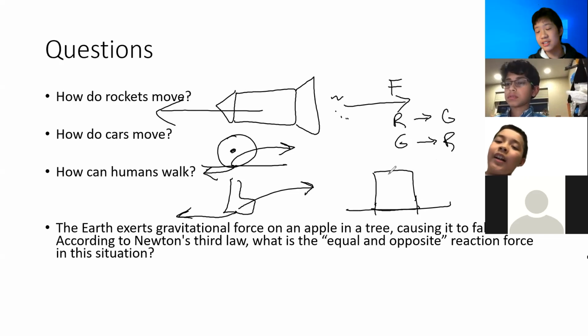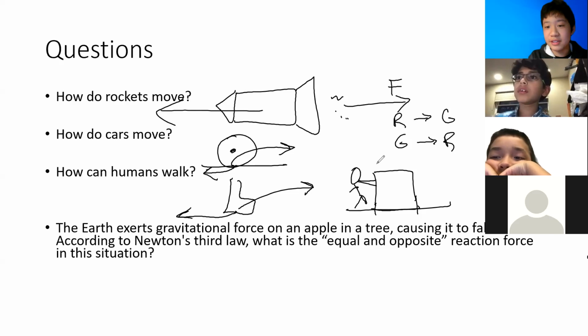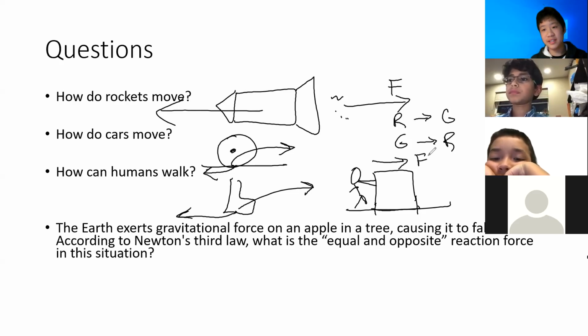So the third law says that every action has an equal and opposite reaction force. Okay? It's a terrible drawing. But if I apply a force onto the box, the equal and opposite reaction force is not a force applying to the box. Nothing is forcing the box backwards. The box is forcing me backwards. Okay?